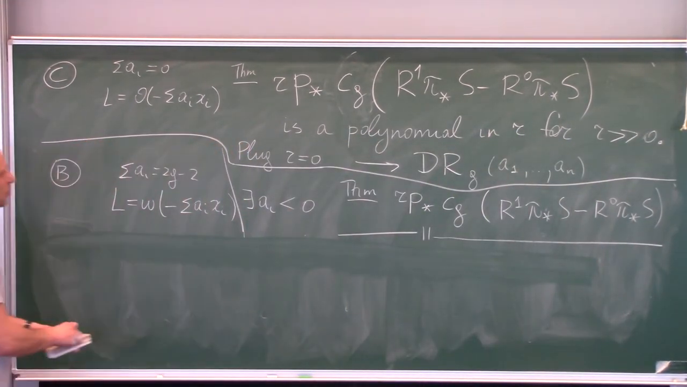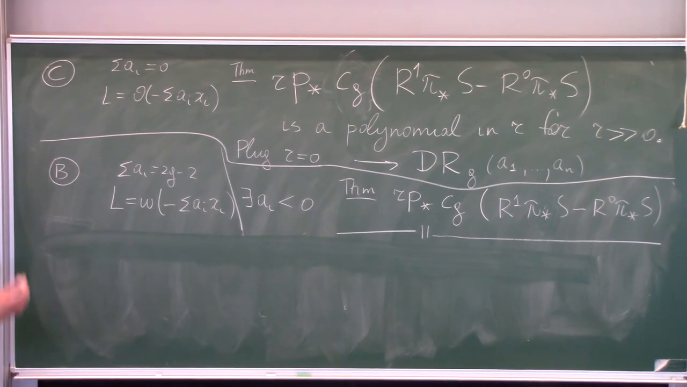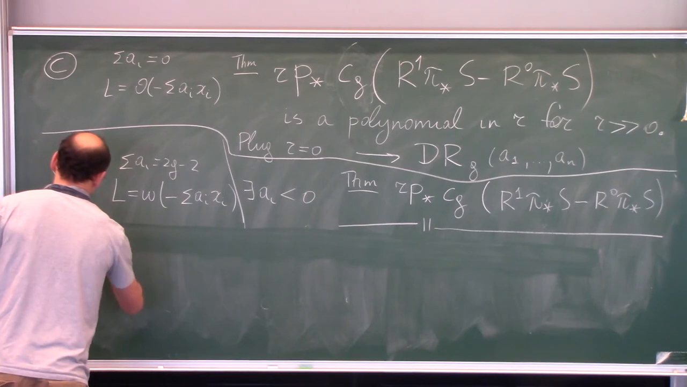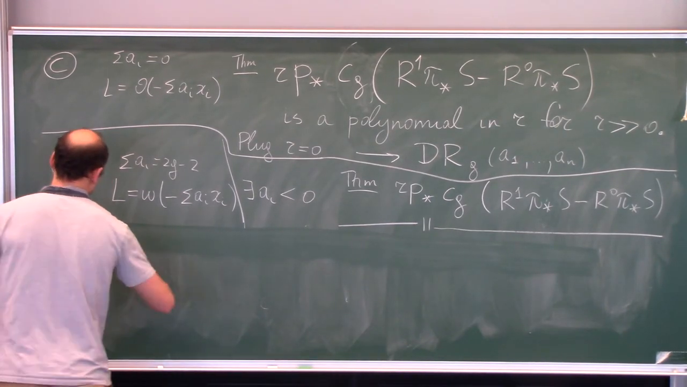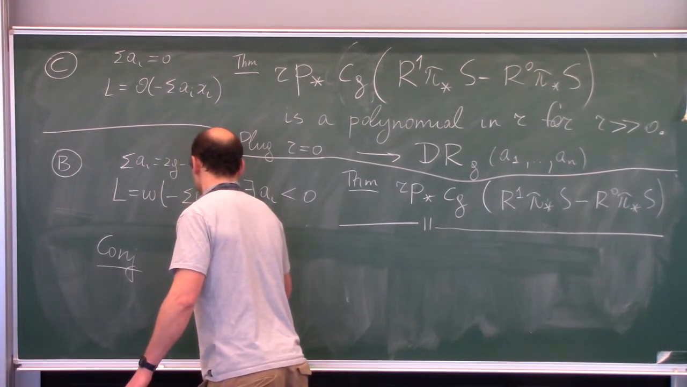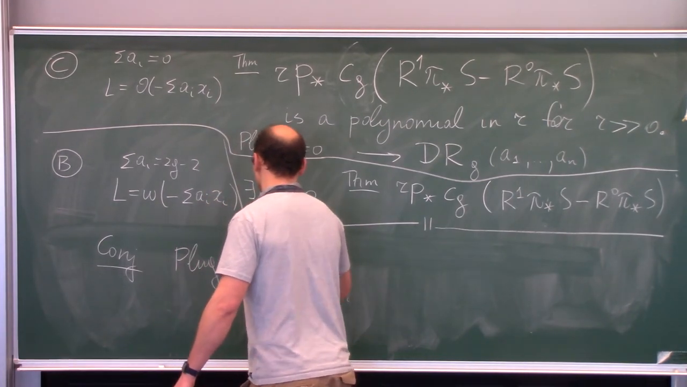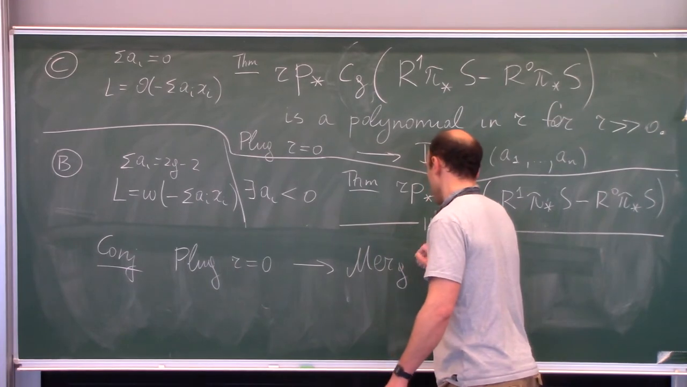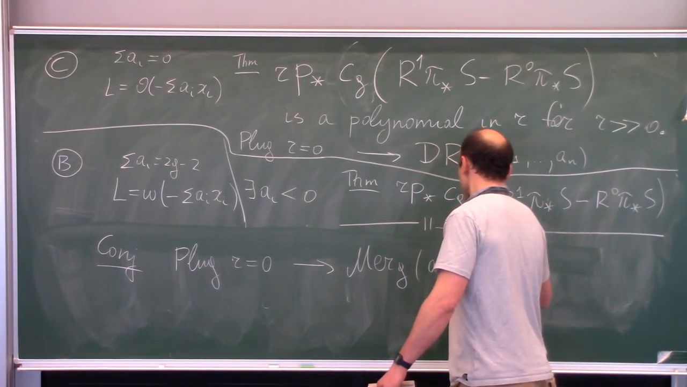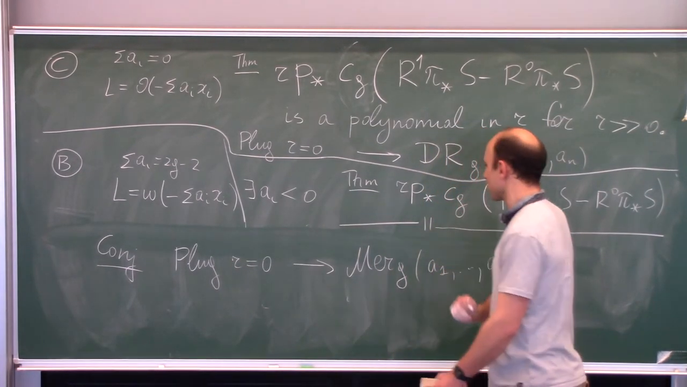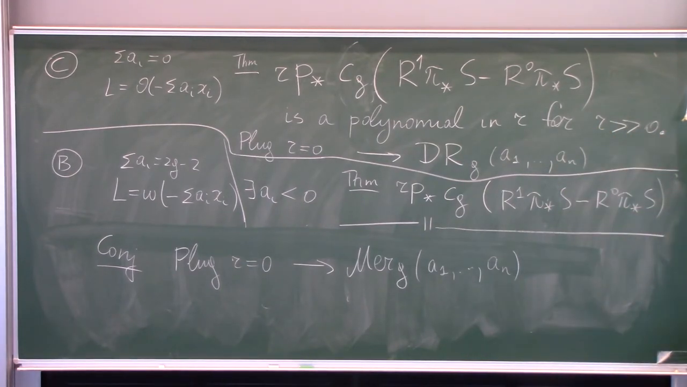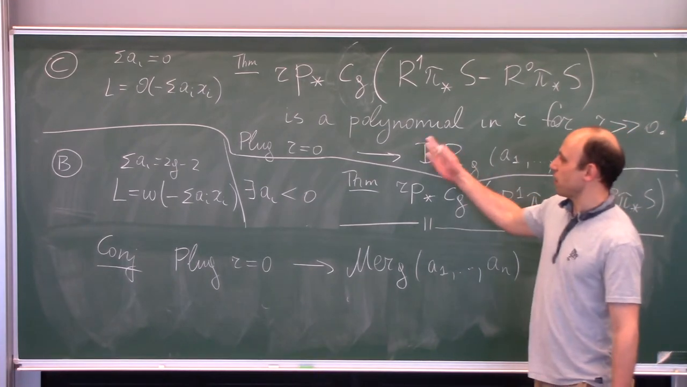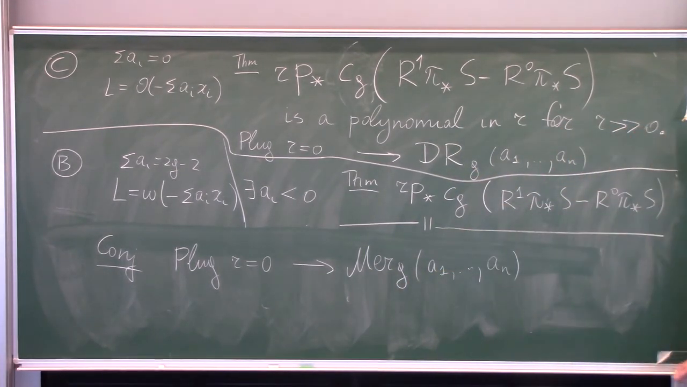to give myself more space. Let me write this as a conjecture. So maybe let's write this as a conjecture. Conjecture: if you plug r equals 0, you get the meromorphic locus. So as you see here, it's a theorem, and here it's a conjecture.